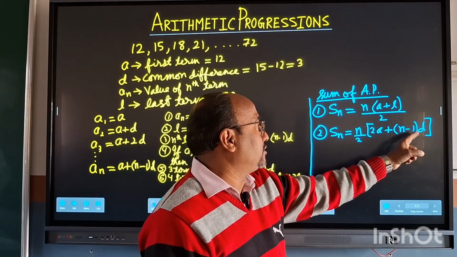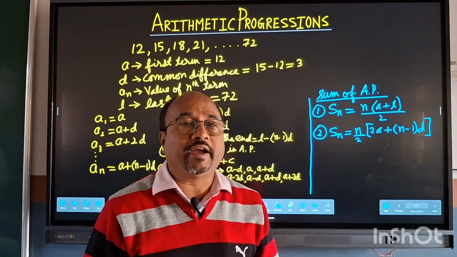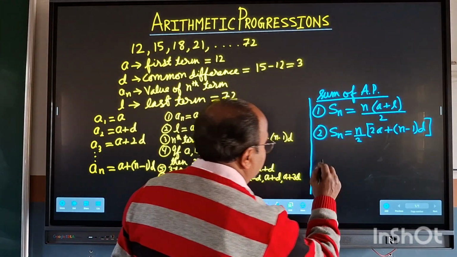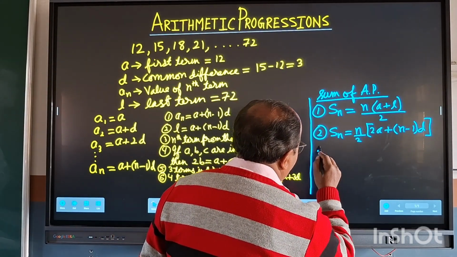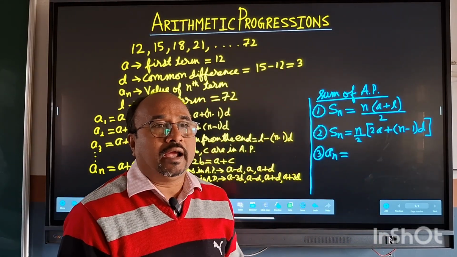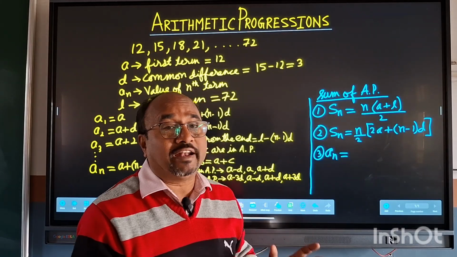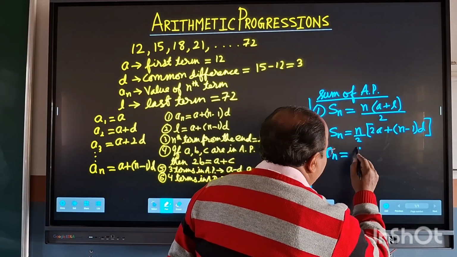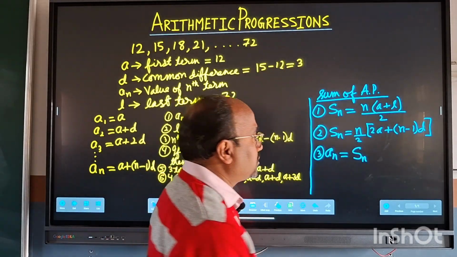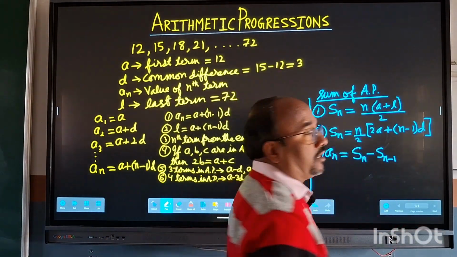So when the common difference is known, the first term is known, and the number of terms is known, you can use this to find the sum of n terms. Another very important relationship is, if I have to get the value of any term and I know the sum of terms, you will get the value of the nth term by taking the sum of n terms first minus the sum of n minus 1 terms.